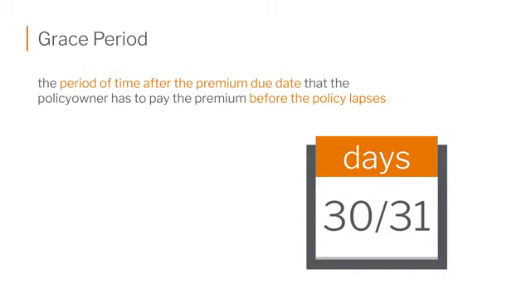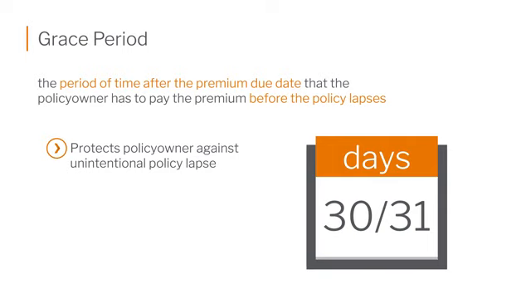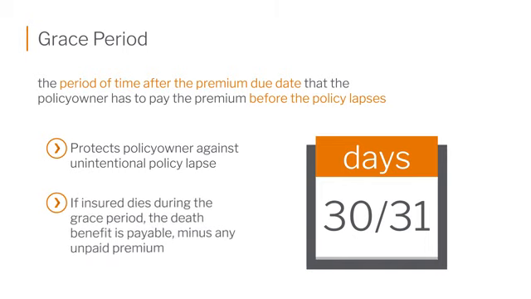So what does it do? What is the purpose of that grace period? It's to protect a policyholder from a policy lapsing because they forgot or they're just late getting their premium in. So if the insured dies during the grace period, the death benefit would be paid out to the beneficiary. But what the insurance company would do, because you didn't pay the premium that was due, is take whatever the total death benefit is and subtract off the late premium that you hadn't paid. The insurance company will pay themselves back and then they will pay out the net death benefit to the beneficiary.